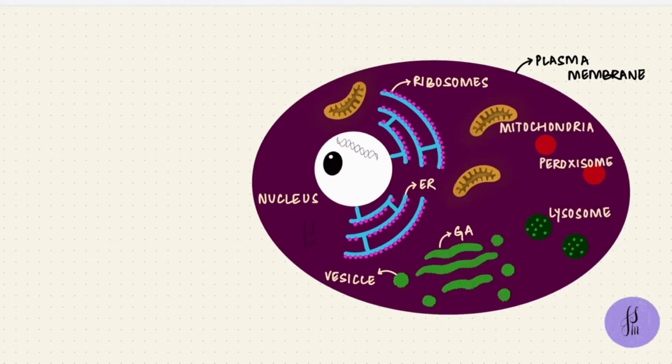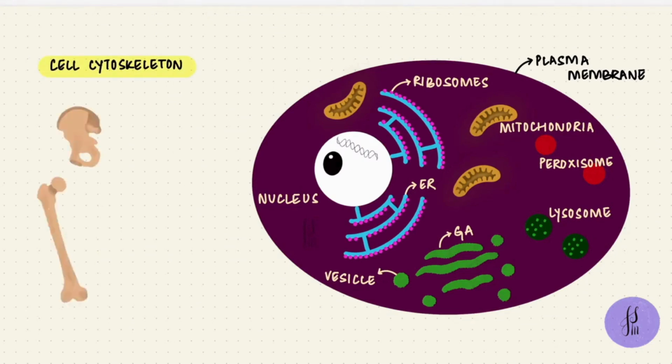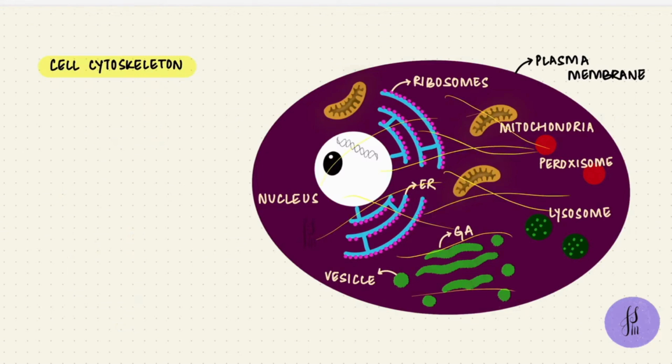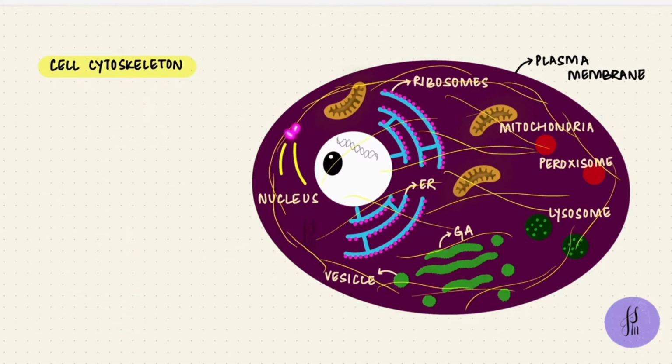What maintains the cell shape and structure? What helps transport these vesicles and organelles around the cytoplasm? Those are just some of the few functions that the cell cytoskeleton has. Like how bones of the human skeleton provide structure to the body, the cell has a skeleton of its own. That's the cytoskeleton. So the cytoplasm has these protein filaments and tubules running through it that form the cell cytoskeleton.